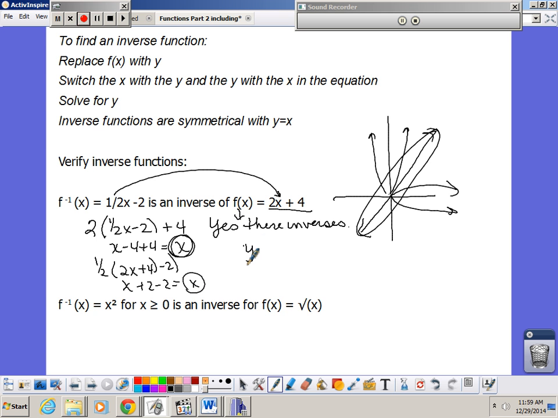Or if I don't want to do it that way, I can always take one of the two, change this to y, switch the x and the y, because that's all an inverse does. Take x minus 4 equals 2y, because I moved the 4 over, divide by 2, so 1/2 x minus 2 equals y.